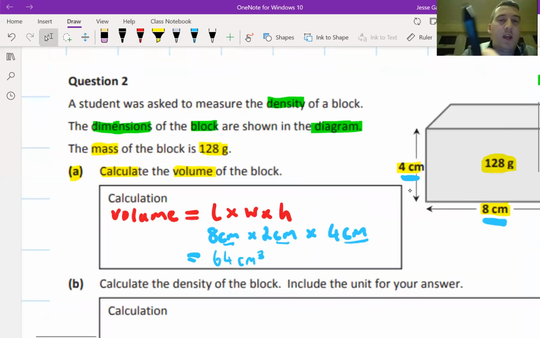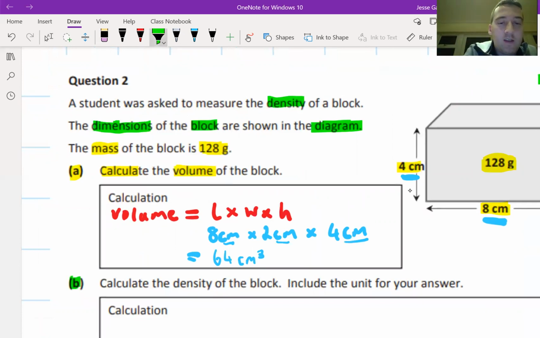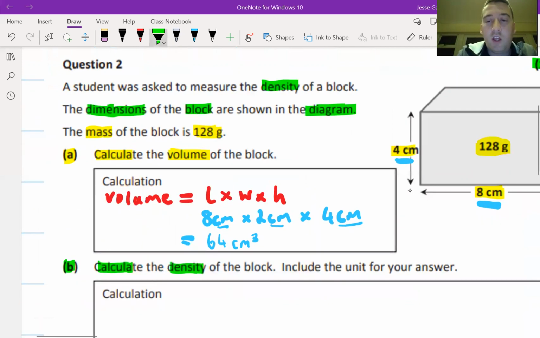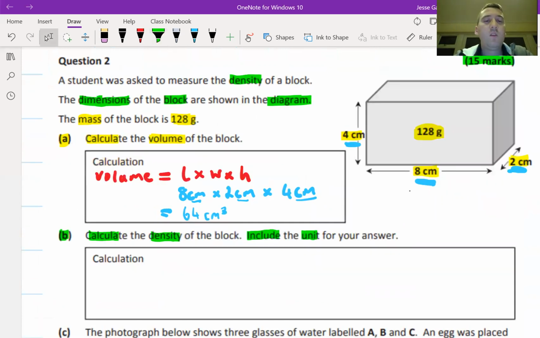It says part B, so in a different highlighter. Part B, calculate the density of the block. Include the unit for your answer. So we need units and we need density. Now, this is a formula that you may already know. If you already know the formula for density, go ahead, pause the video, write down the formula. Do that now.